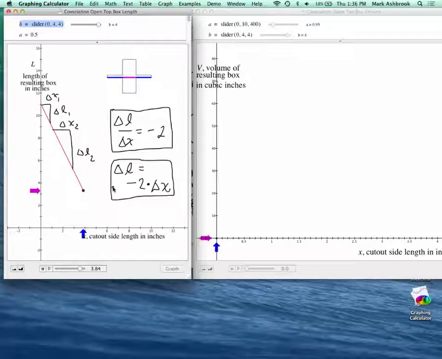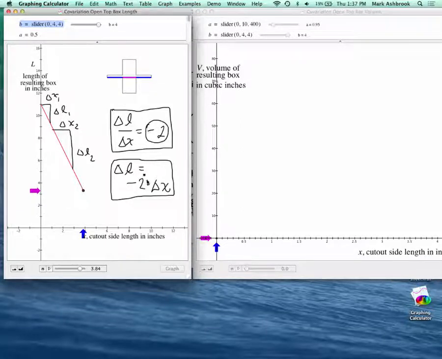So every time that we change the side of the square cutout by 1, every single time the length will do what? Every time I increase the side of the square cutout by 1, the length of the box will decrease by 2. Every time I increase the side of the square cutout by 2, the length will go down by 4, right? Our constant rate of change is -2.